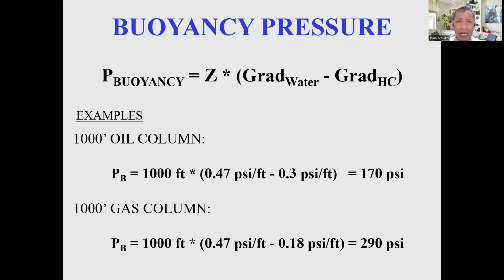In the meantime, for a 1,000 foot gas column, the same equation approach will end up with a value of 290 pounds per square inch.